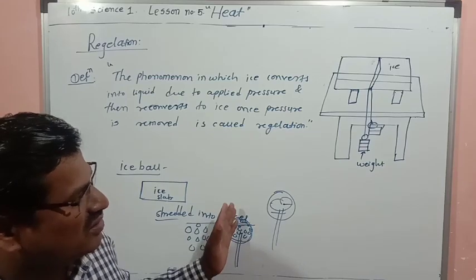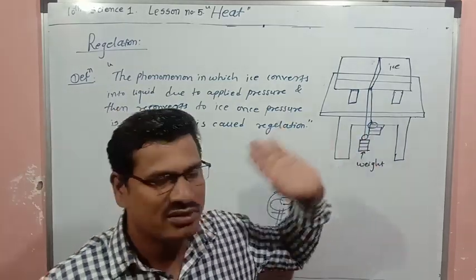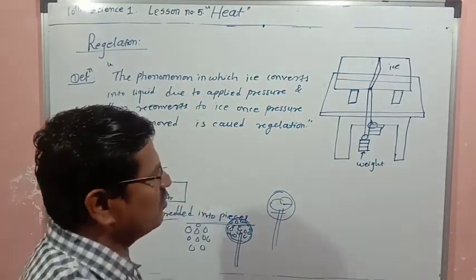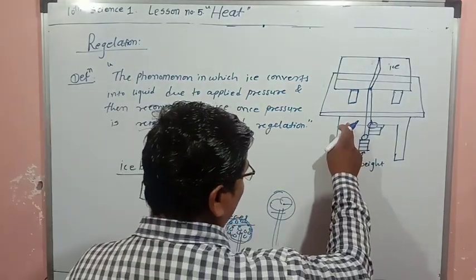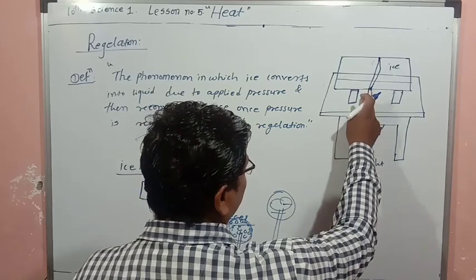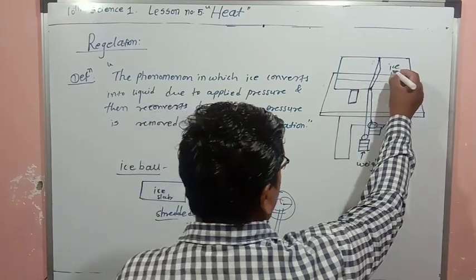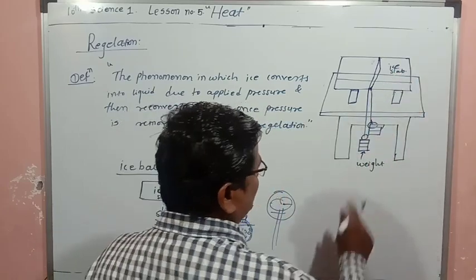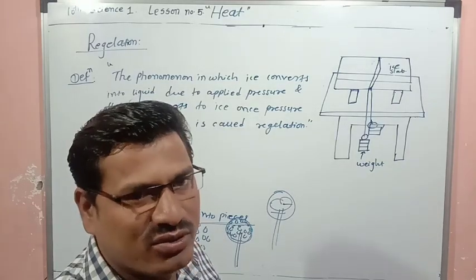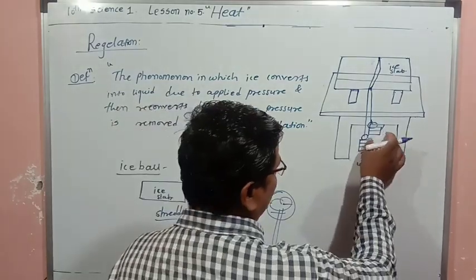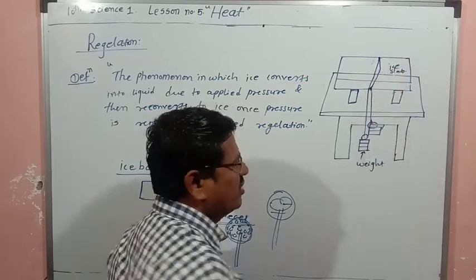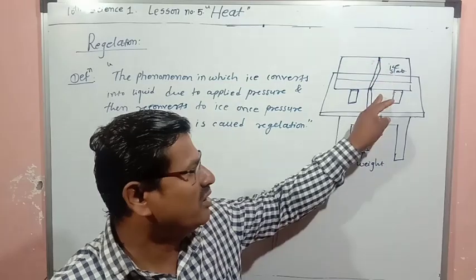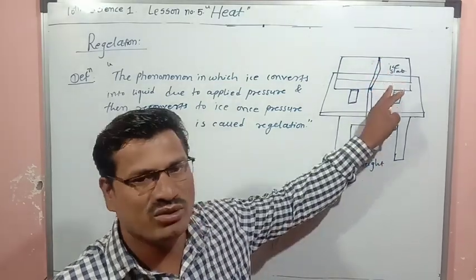To understand regelation, a short experiment is given. You take a table, and on that table you place one ice slab. Then you take two equal weights, and one metallic wire, and you hang that metallic wire over the ice slab with the weights attached.